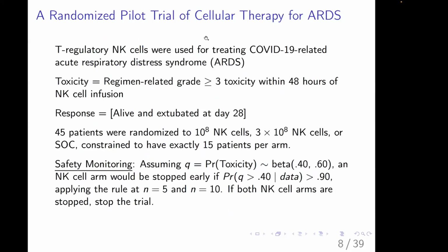So here's a first example. This is a trial that I designed that we actually ran. It's a randomized pilot study of cellular therapy for acute respiratory distress syndrome. So they were using T regulatory natural killer cells for treating patients with COVID-19 related ARDS. It means you can't breathe and you're in an ICU somewhere and you're dying.